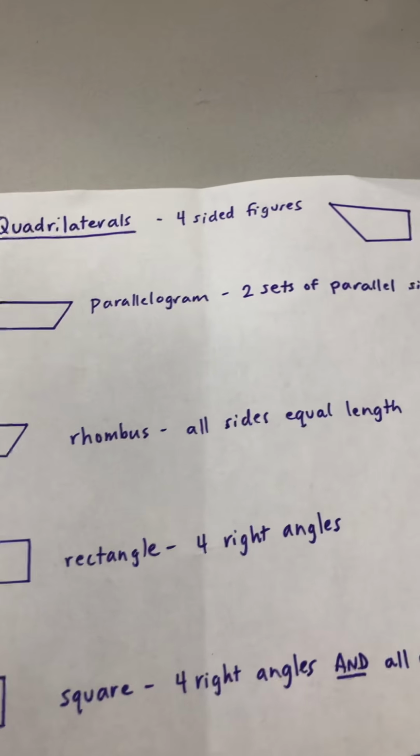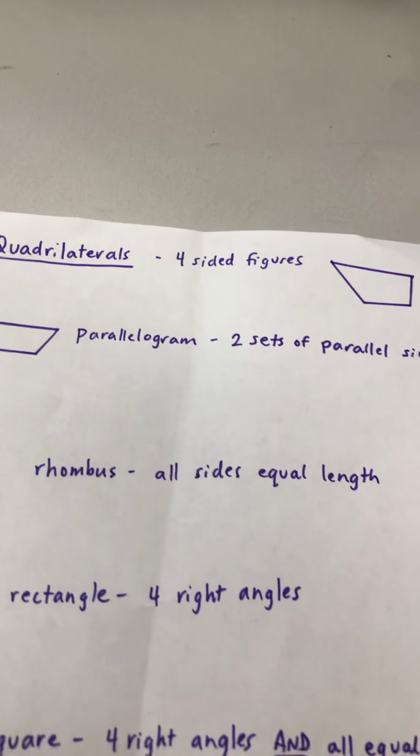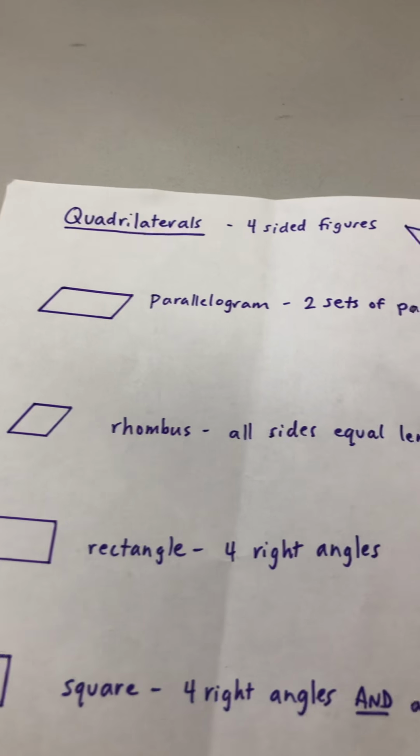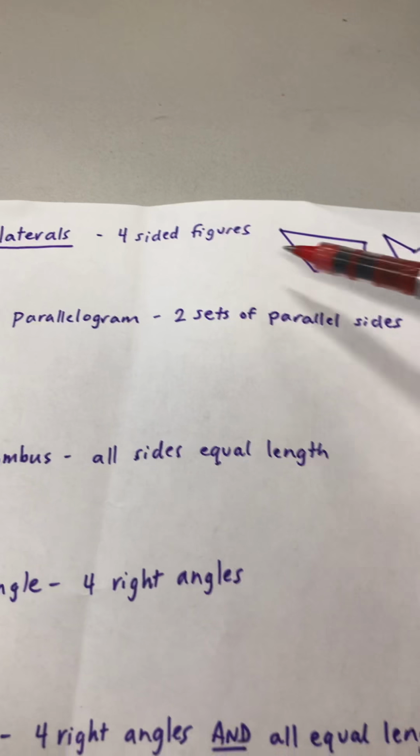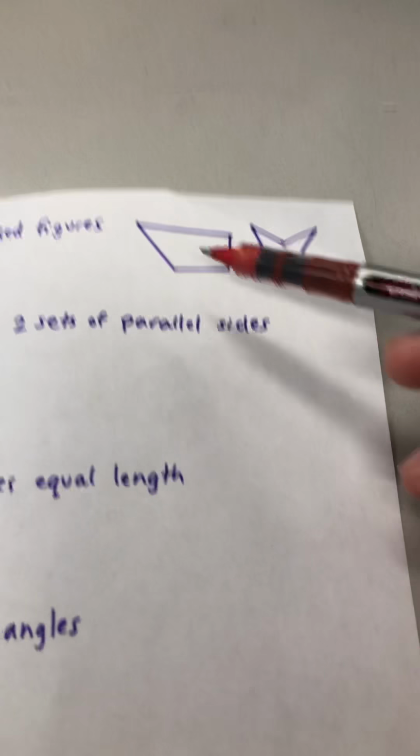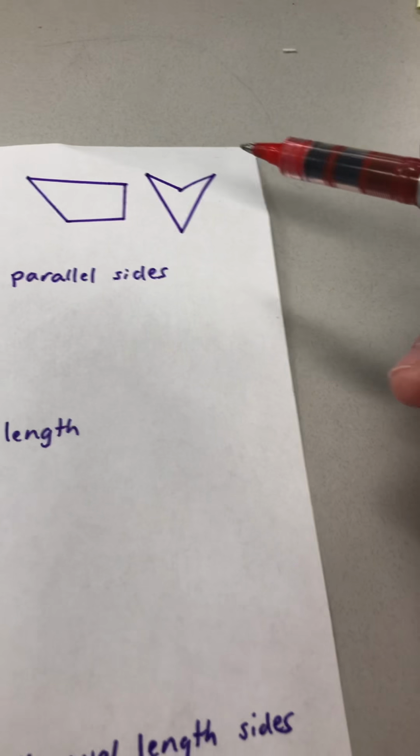And quadrilaterals can be very heavy when it comes to vocabulary, and there's a lot of different exceptions where things can be categorized in more than one way, so this can be a little challenging sometimes. So with quadrilaterals, that's any 4-sided figure. These would be what we call general quadrilaterals, or just any 4-sided figure. Nothing really special about their sides or angles.